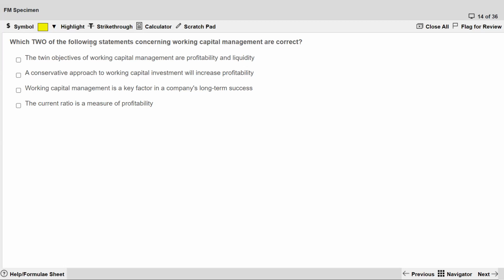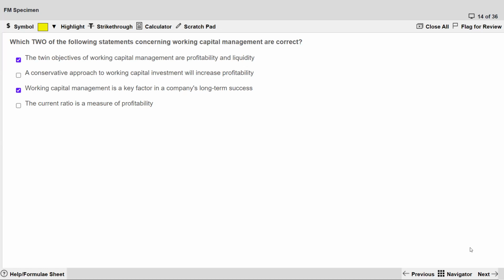Now it says which two of the following statements concerning working capital management are correct. It says the twin objectives of working capital management are profitability and liquidity. That is true. Working capital management ensures that both profitability and liquidity are maintained. A conservative approach will increase profitability. Working capital is a key factor in long-term success. Current ratio is a measure of profitability. Now, 1 and 3 are correct.